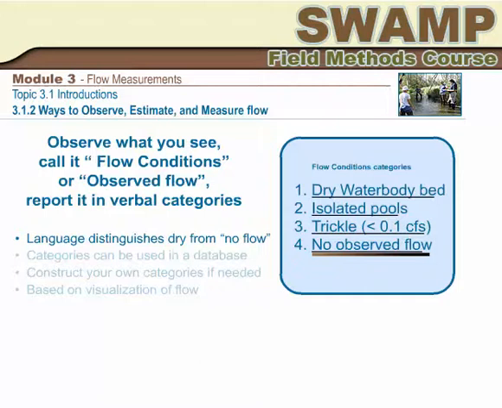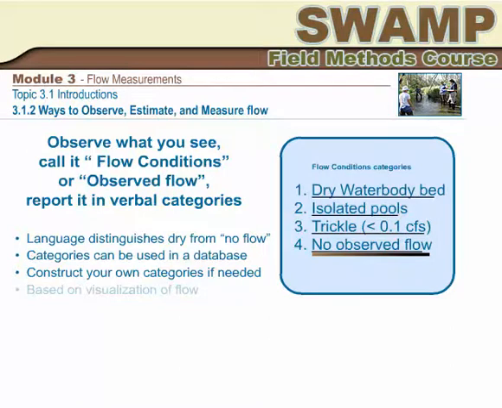Observations are not intended to yield numbers, but when one of the offered verbal categories is recorded, that result can easily be used in a database. The 4 categories on your screen are currently used in the SWAMP datasheet, but you can construct your own with additional information that fits your needs, such as more than 5 gallons per second, or at bank full.